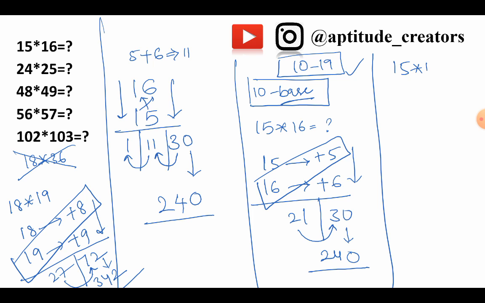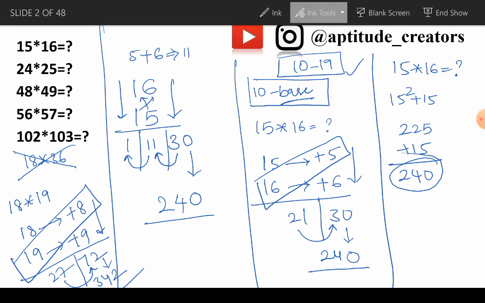The other method: 15 into 16 is equal to how much? Right? Now I am taking 15 square plus 15. If you know the squares, you can easily crack these types of questions. Now 15 square, that is 225, plus 15, that will give the result as 240. Yes, satisfied. These are the three methods. You can choose any one of the methods.